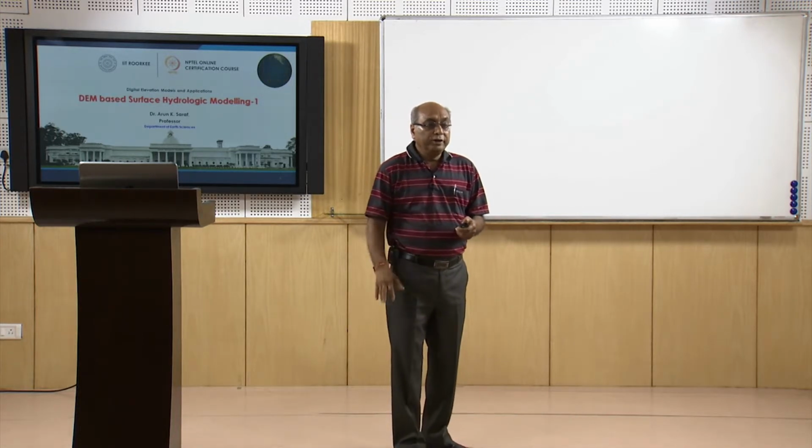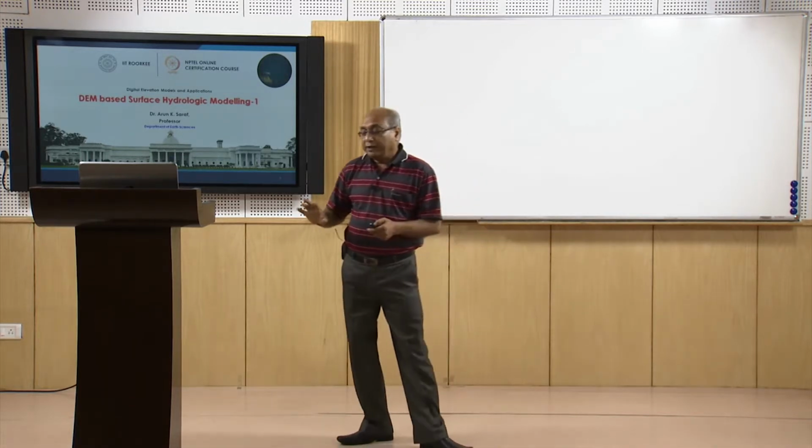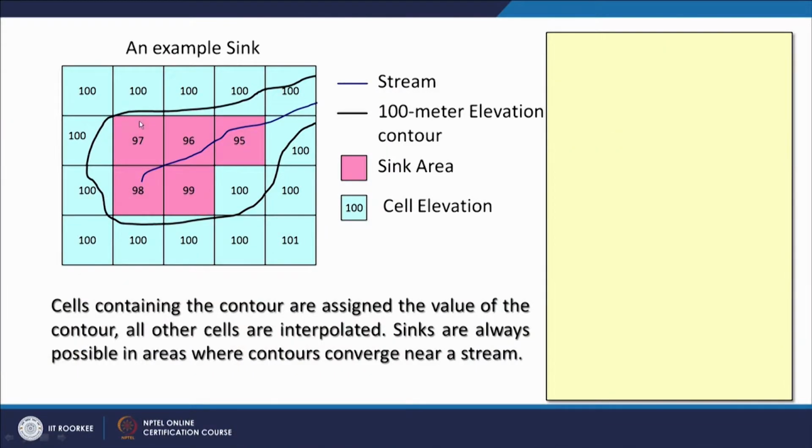So, these have to be removed, or these have to be filled with surrounding values, and once it is done, then we assume that now water will flow over land or as a surface runoff. And this is one example of sinks here, that there are five cells which are having values lower than the surrounding. So, we can fill, so that this depression is removed.